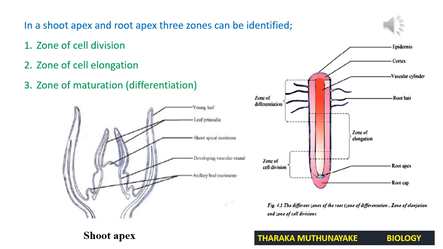As the name implies, in the zone of cell division, initials are present. They divide by mitosis and add new cells. Then those new cells are pushed towards the zone of cell elongation. As the name implies, within the zone of cell elongation, cells are elongated. Then those elongated cells are pushed towards the zone of maturation, where differentiation of these cells happens and produces permanent tissue cells. Here you can observe there are two diagrams. The left hand side diagram represents the shoot apex. The right hand side diagram represents the root apex.